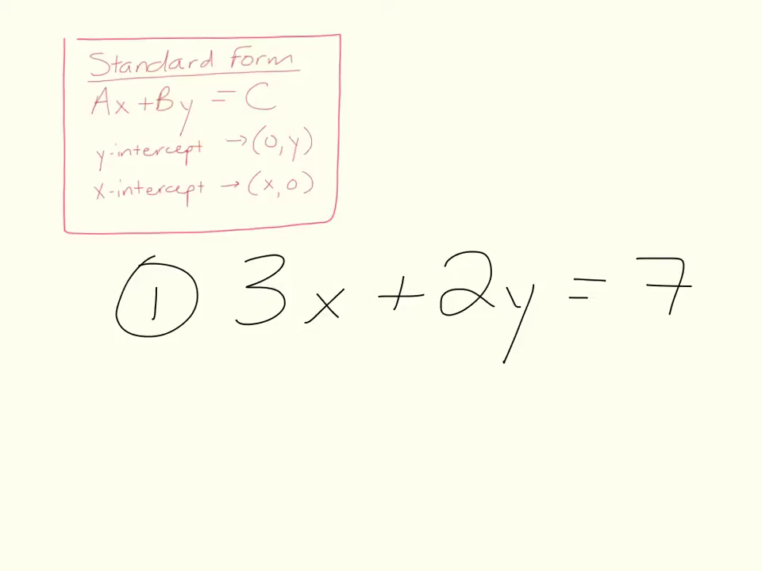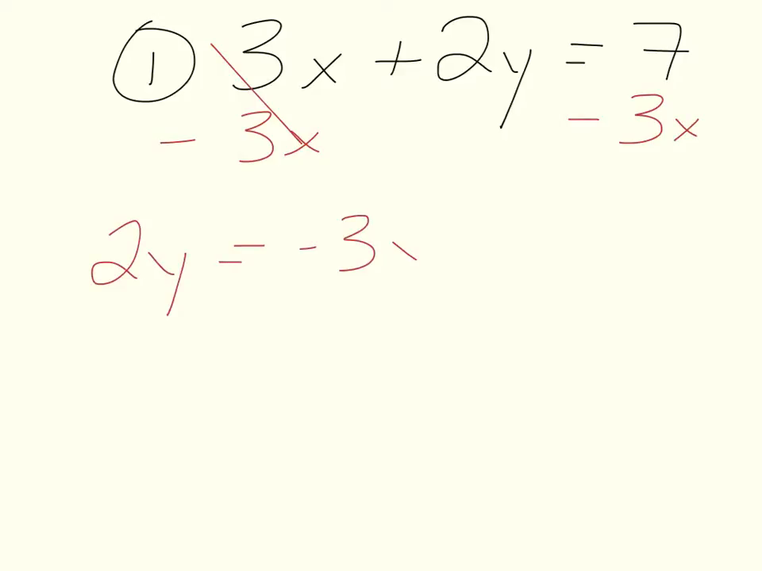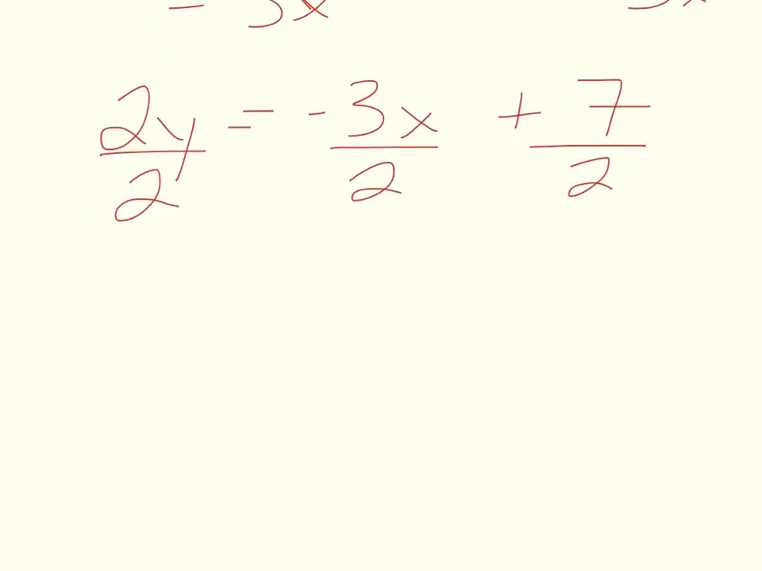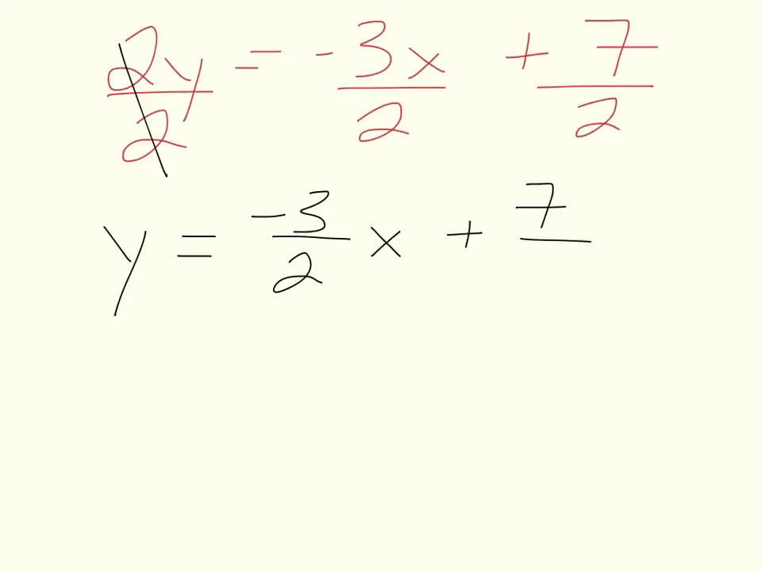That way I could find my slope and my y-intercept really easily. So I'll go ahead and do it that way first, and then we'll look at working with it just in standard form. So I'll move the 3x to the other side, subtract 3x. So I have 2y equals -3x plus 7. And then I would divide everything by 2. And so now I've got y by itself. I have y equals -3/2 x plus 7/2.